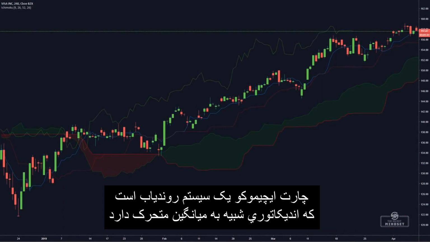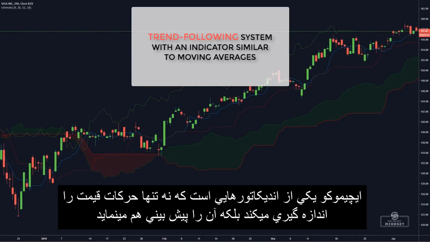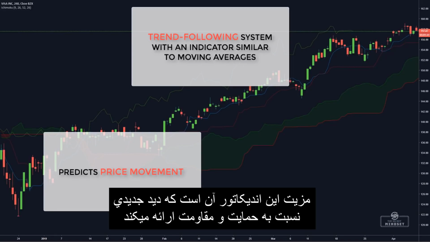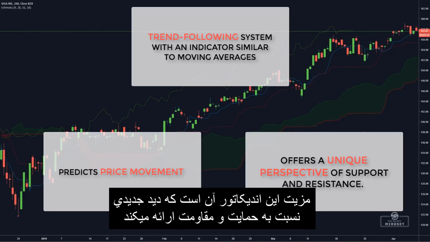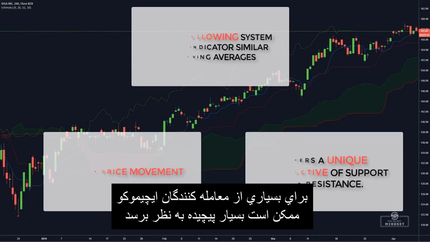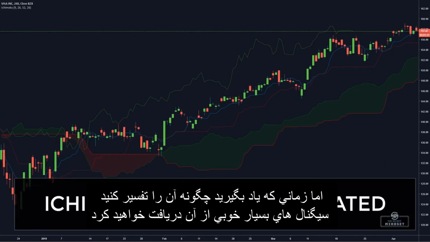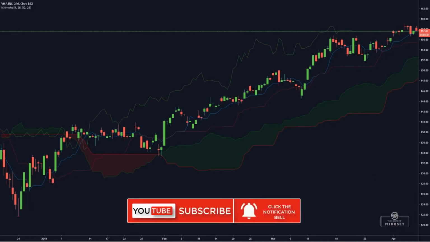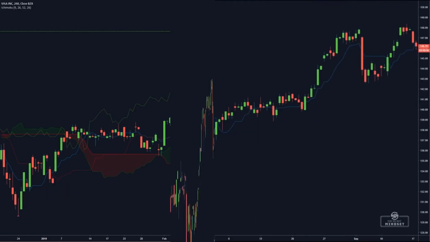An Ichimoku chart is a trend following system with an indicator similar to moving averages. Ichimoku is one of the trading indicators that predicts price movement and not only measures it. The advantage of this indicator is that it offers a unique perspective of support and resistance. For most traders, Ichimoku might seem complicated, but once you get familiar with how to interpret the charts, you'll spot some great trading signals. I'll try to keep things short and simple so we don't overcomplicate things.